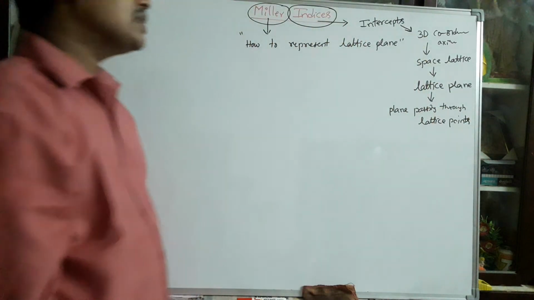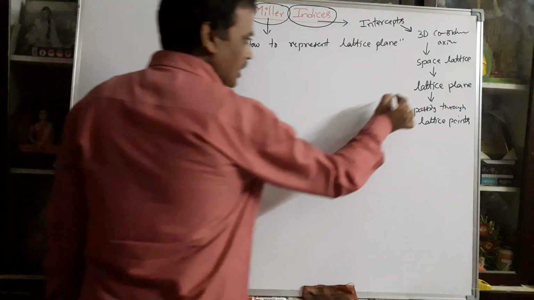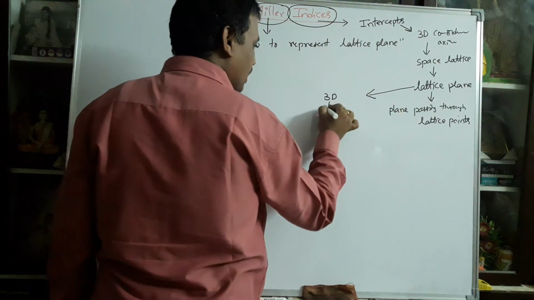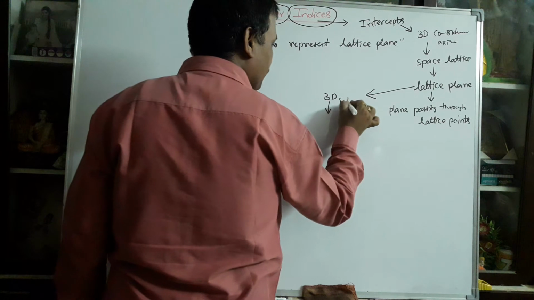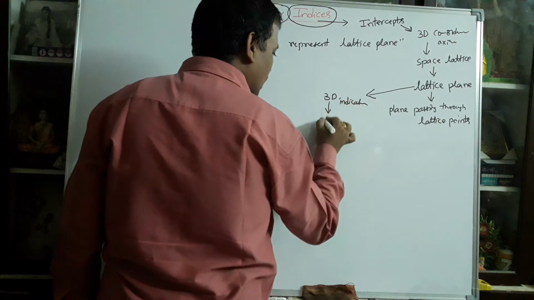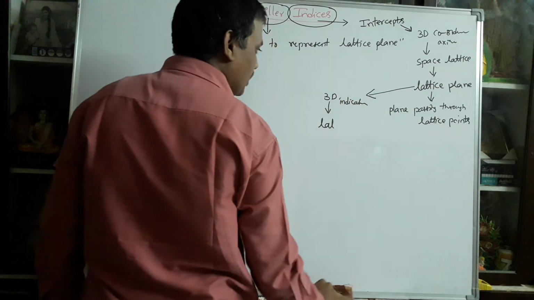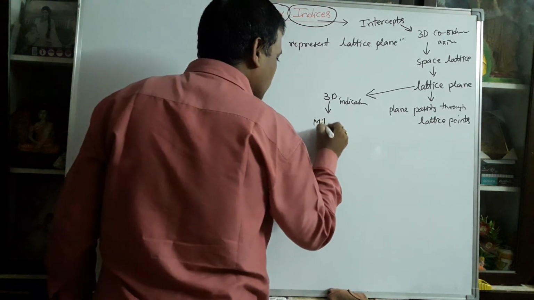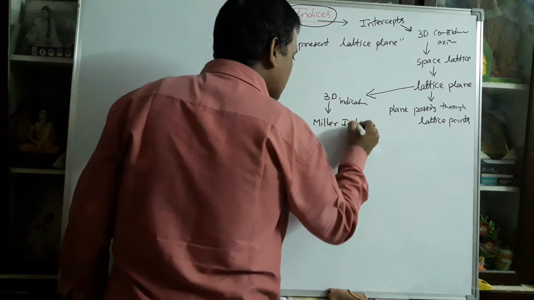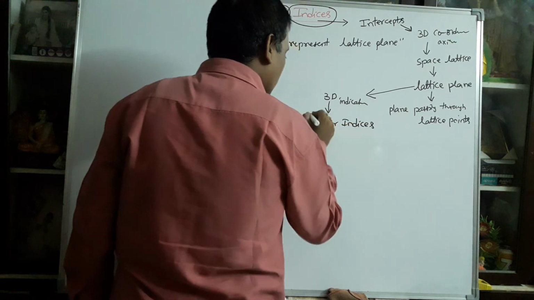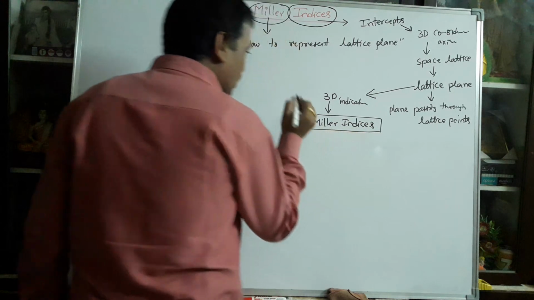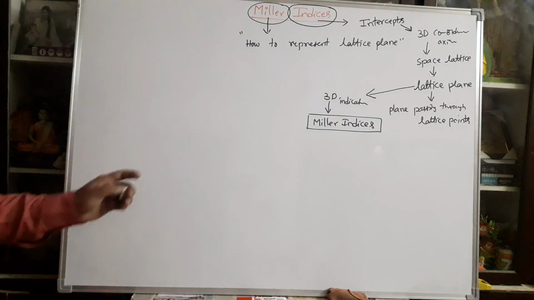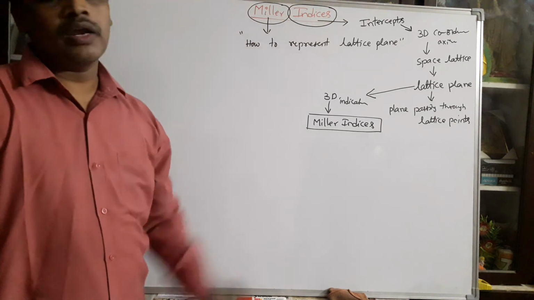Then the plane is called a lattice plane. This plane is introduced from a three-dimensional point of view. The lattice planes are indicated based on Miller indices. So Miller indices are used to represent the lattice plane from a three-dimensional point of view. That is the main part of Miller indices.